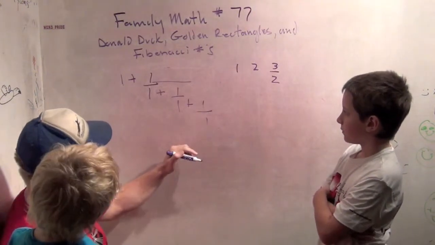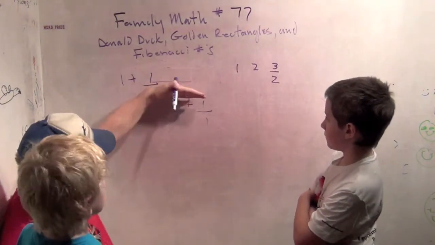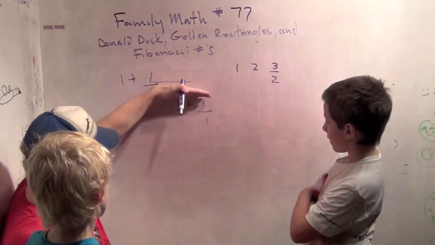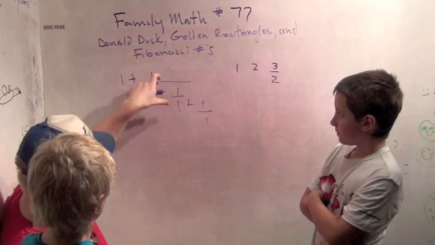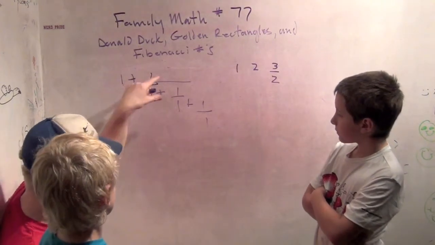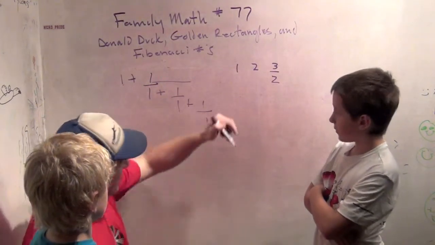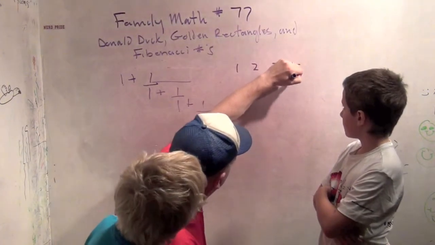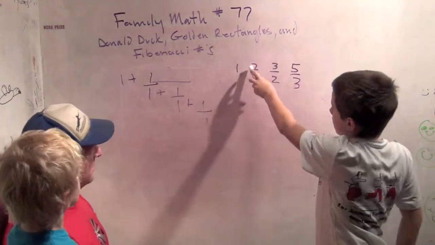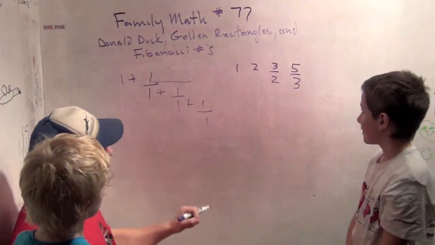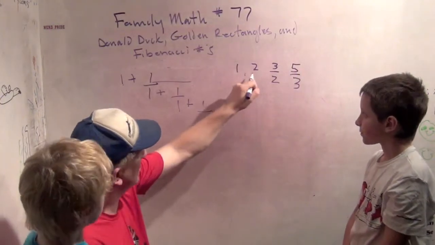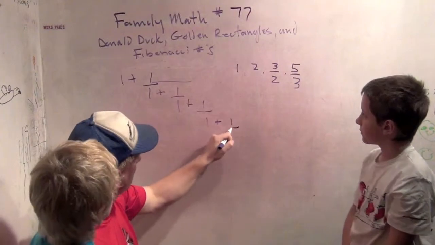Now what if I continue? 1 plus 1 over 1 plus 1 over 1. Well, this is 2, right? So that's 1 plus a half, which is 3 halves. Now I flip it upside down, I get 2/3. I get 1 plus 2/3, which is 5/3. So you can cancel the fractions if you multiply, but right now we're just looking at these as the individual numbers.